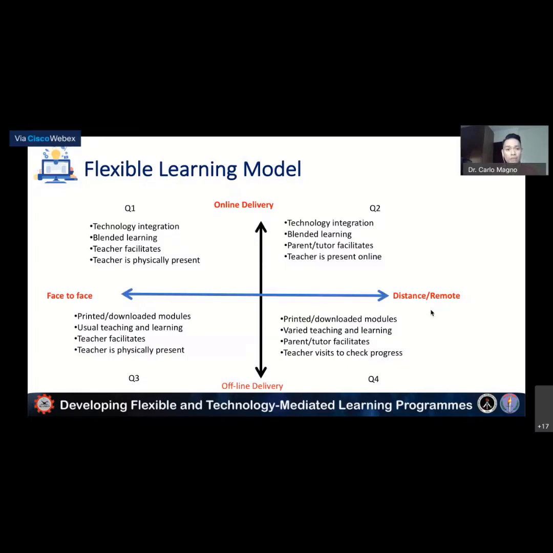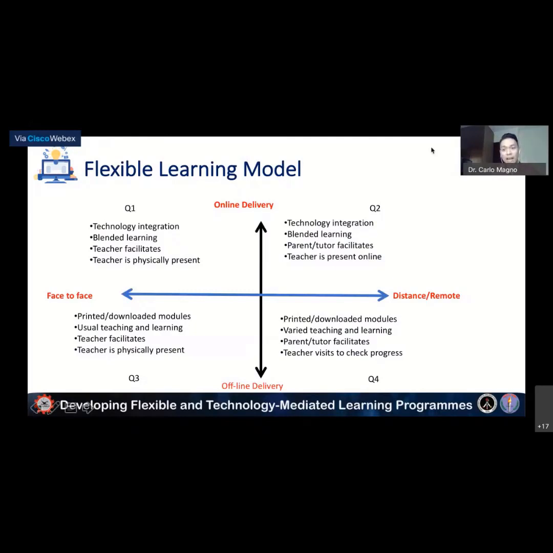Q1, which is quadrant one, and Q3, which is quadrant three, are the usual things that happen inside our classroom. Face-to-face, and there's technology integration when there is online available in the school setting. In our traditional practice, face-to-face, students make use of print materials and the teachers make use of visuals that are posted on the board inside the classroom. This is your usual Q3.